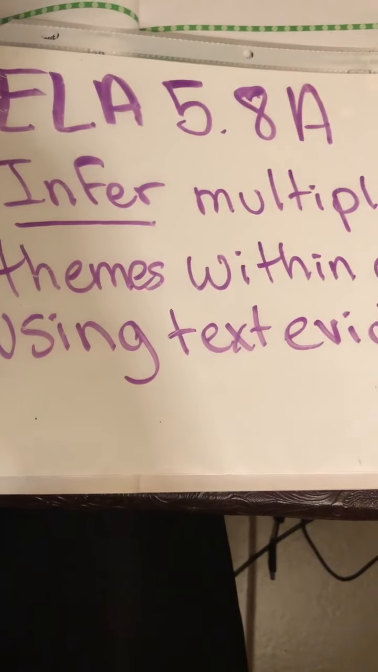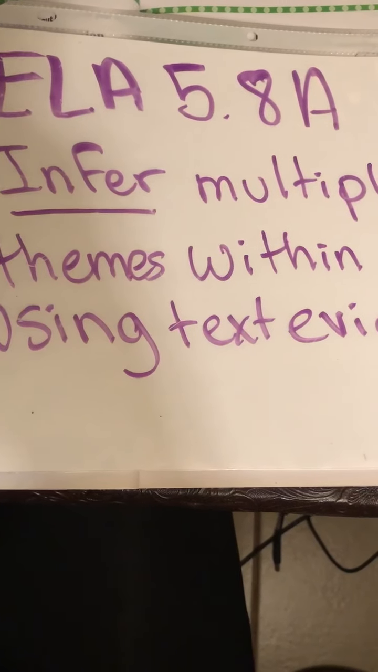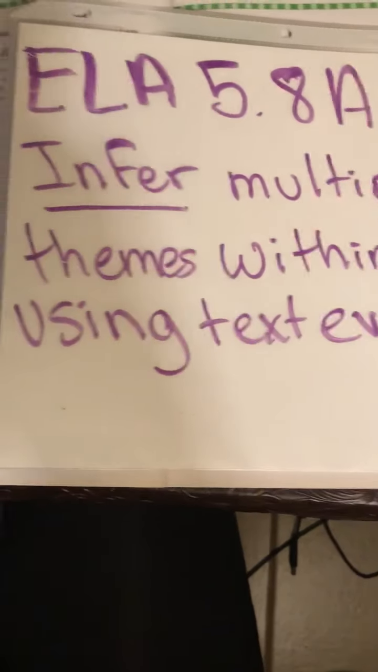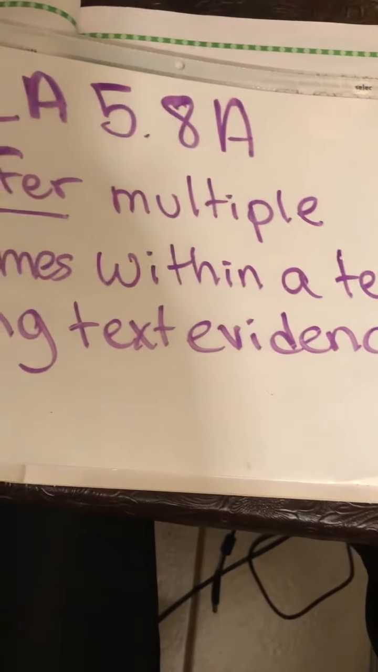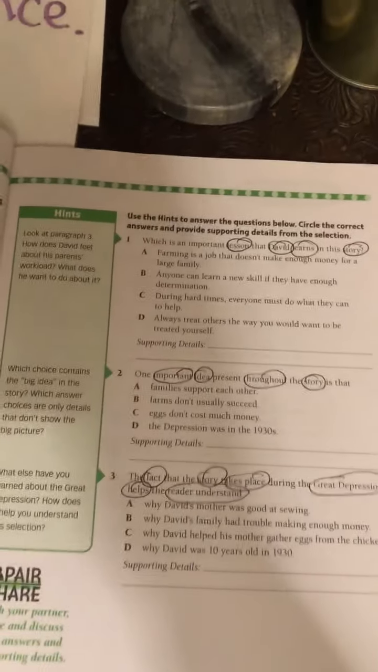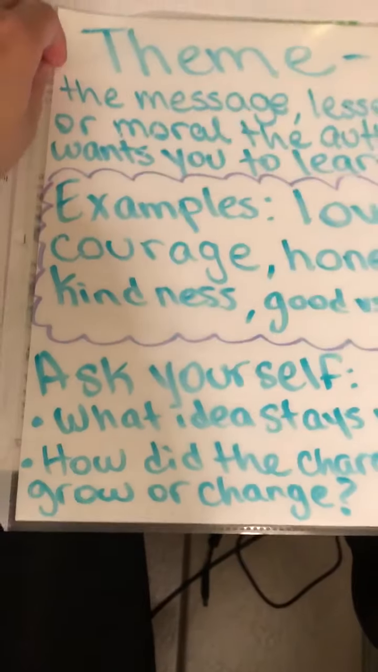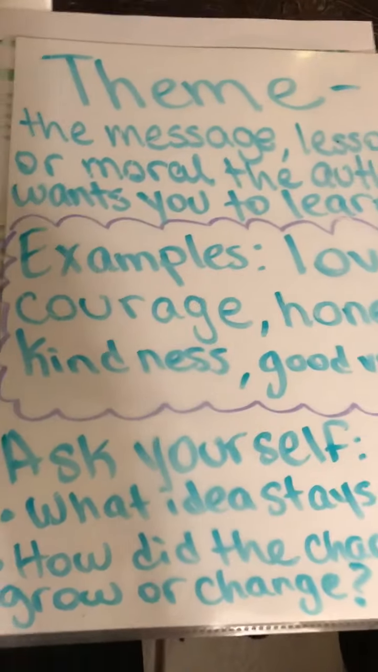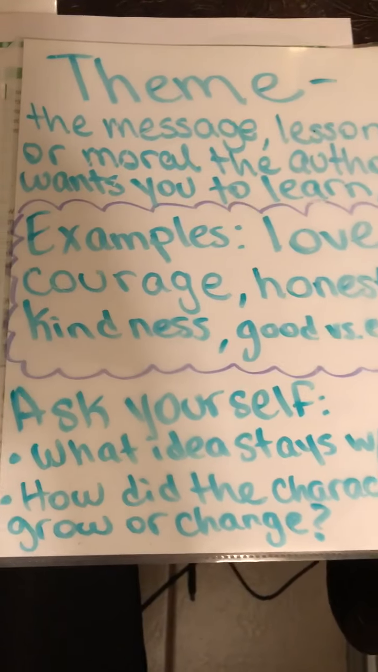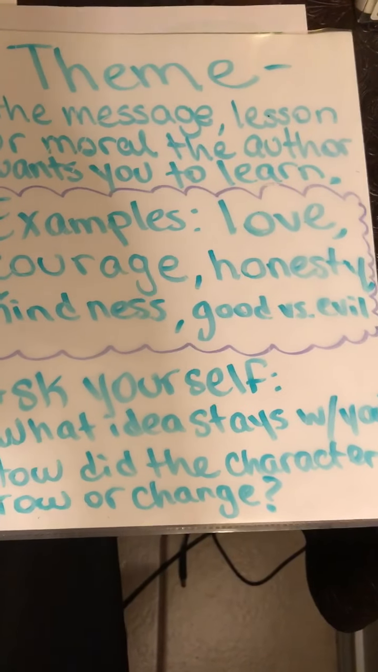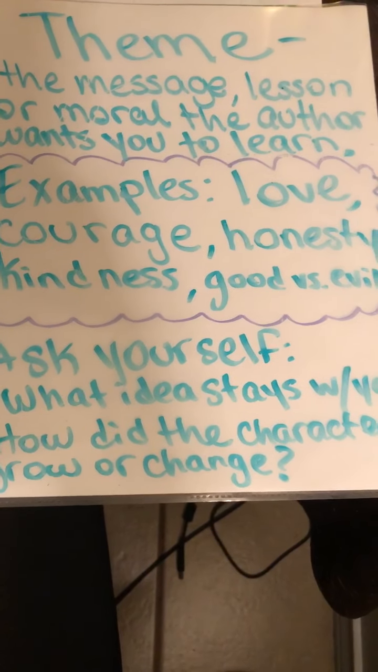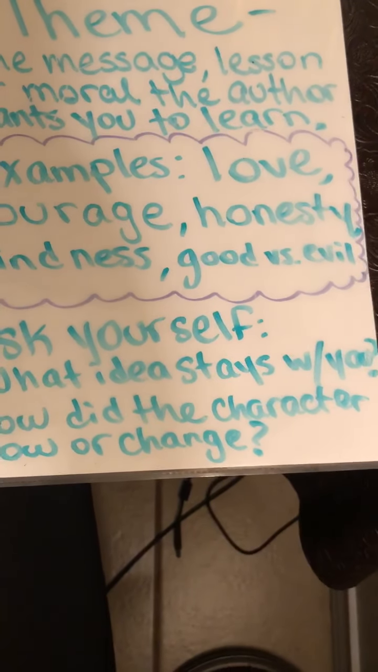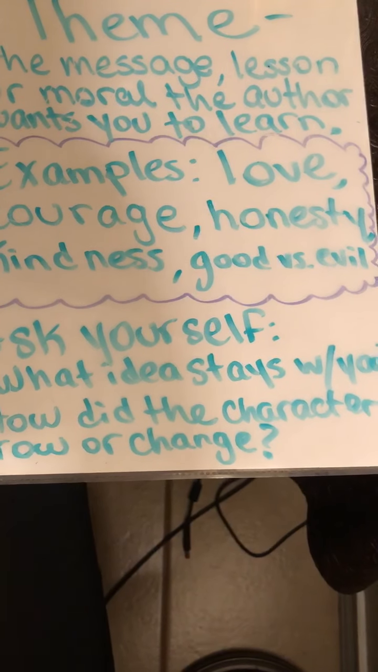This is Ms. Gonzalez, and the TEK that we are going to be covering for today is 5.8a, and it talks about inferring multiple themes within a text using text evidence. Okay, I'm going to talk about theme. What is theme? The message, lesson, or moral the author wants you to learn. Some examples of themes include love, courage, honesty, kindness, good versus evil, and those are just a few.